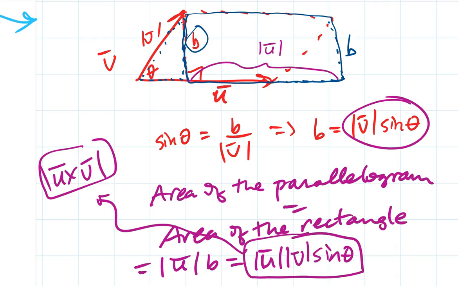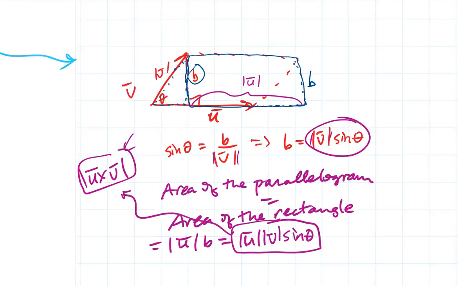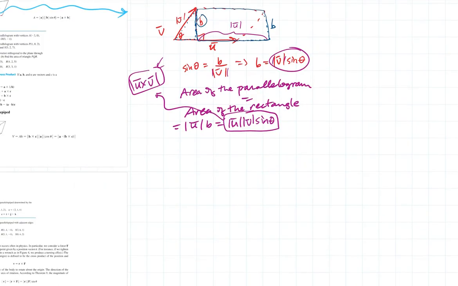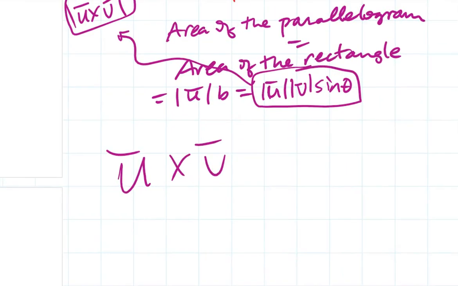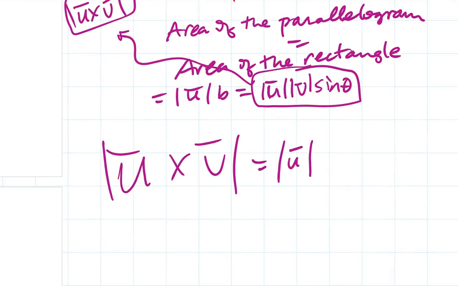So notice what I'm doing here. I'm already breaking protocol. I should have double bars everywhere, but it gets really confusing. So I'm just going to write single bars and you'll know from the context. All right, so that's the proof that the area of the parallelogram is the length of u cross v. Now, I didn't prove that this was true yet. The length of u cross v was the length of u times the length of v times the sine of theta.